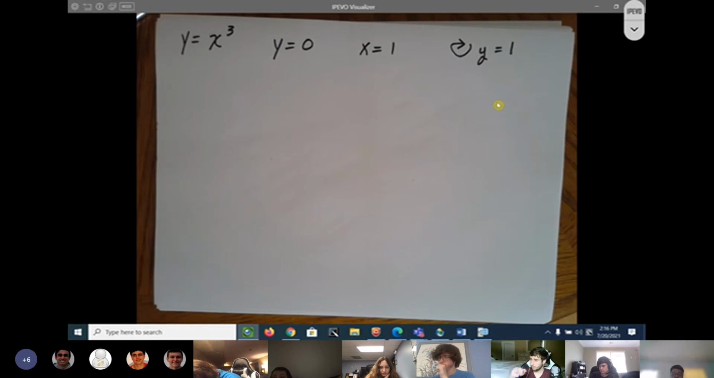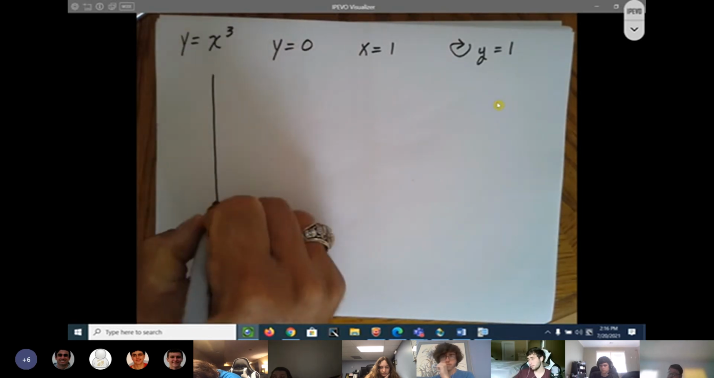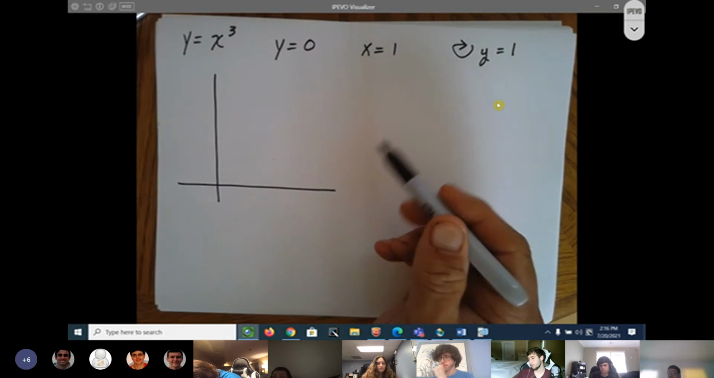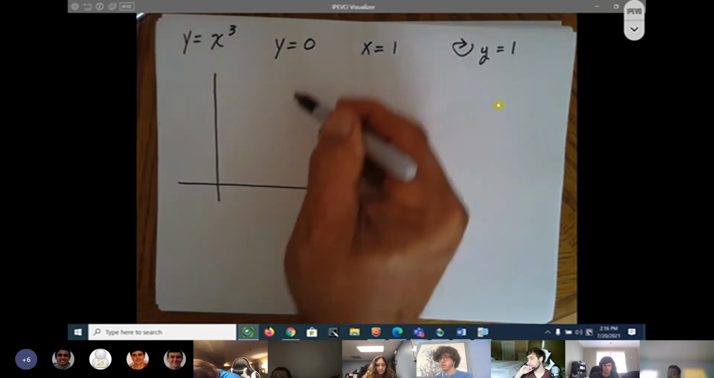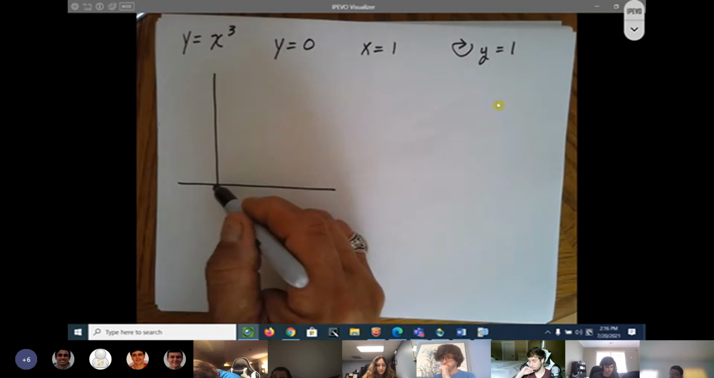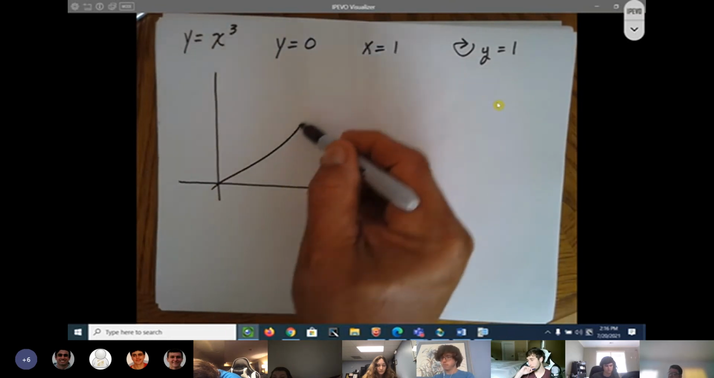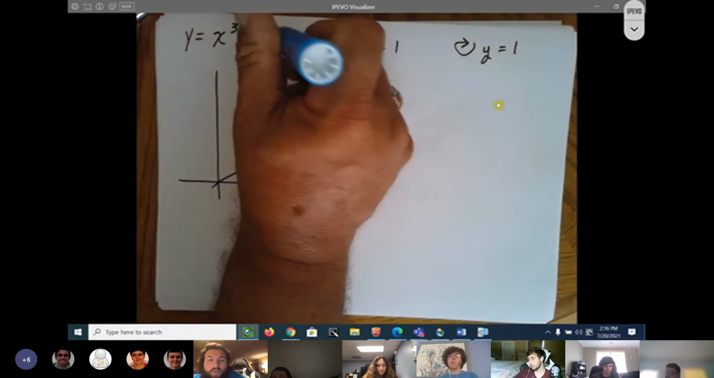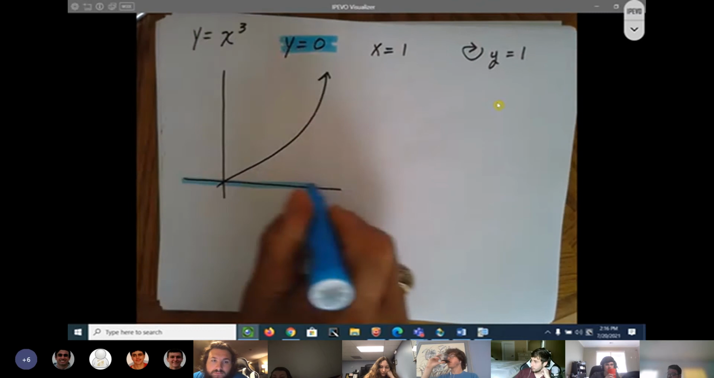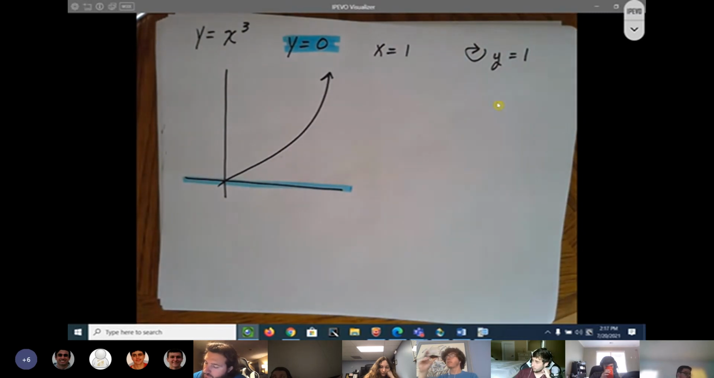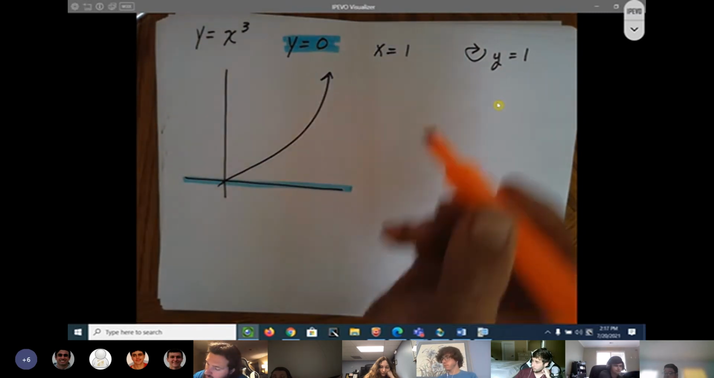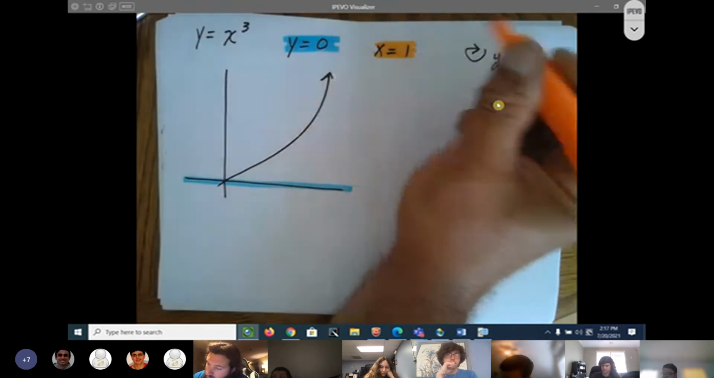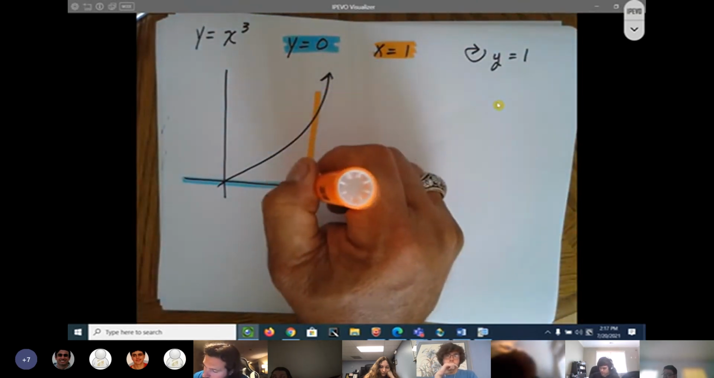So we got a function. Well, all of you know what x cubed looks like. It looks like this. So we're going to draw it. I'm going to draw it like that. Okay. And y is equal to 0. That is the x-axis. And x is equal to 1. That is like that.